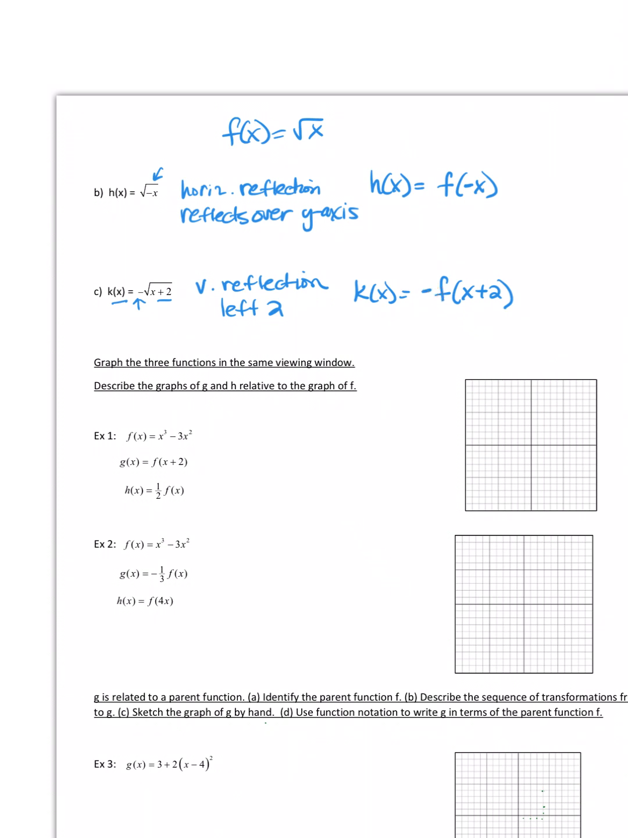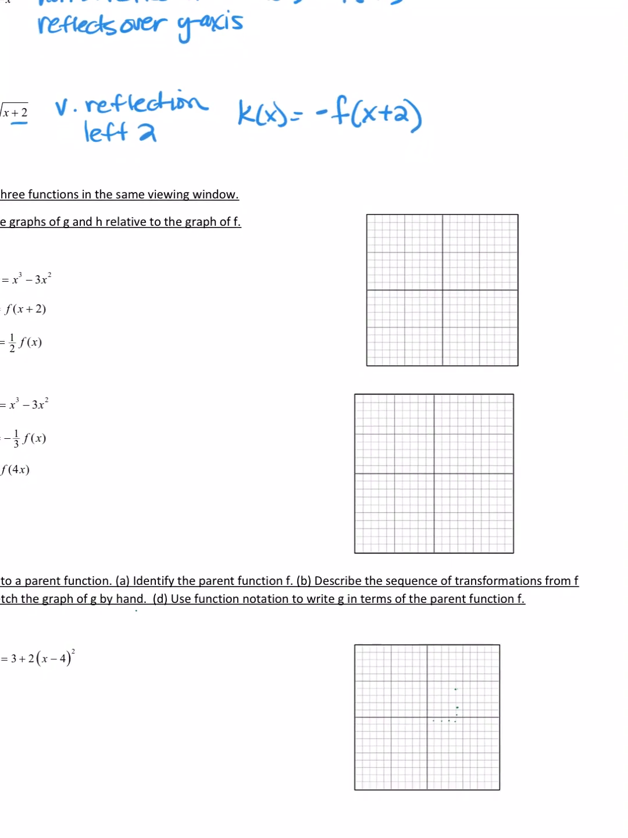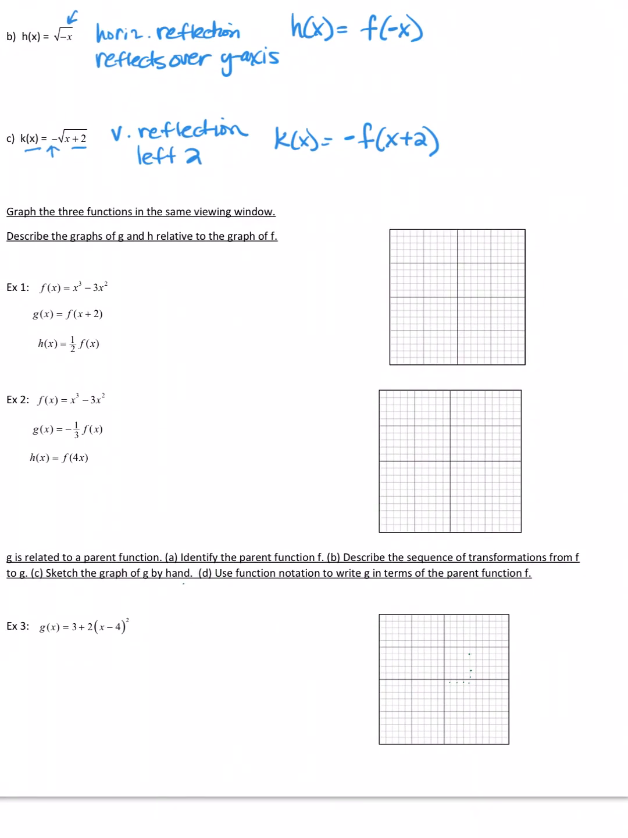Now, look at some other examples here. Graph the three functions in the same window. Describe the graphs of g and h relative to the graph of f. All right, so let's look at this. What is happening here? The original function is x to the third minus x squared. What's happening here at g of x? It's taking that original f function and adding 2. So what is that going to do to my function? That is just moving it. All I want you to know is that it's moving it left 2 units, okay? Just left 2 units.